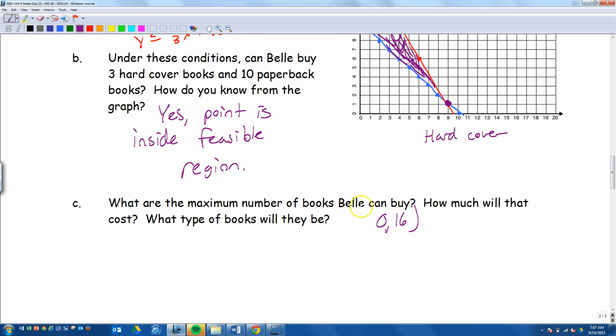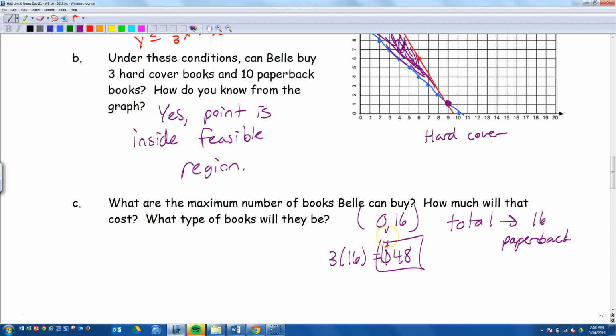So what are the maximum number of books Belle can buy? In total, she can buy 16 paperback. And when you do that, you get 3 times 16, which is equal to 48. So she can use all of her money to buy only paperbacks.